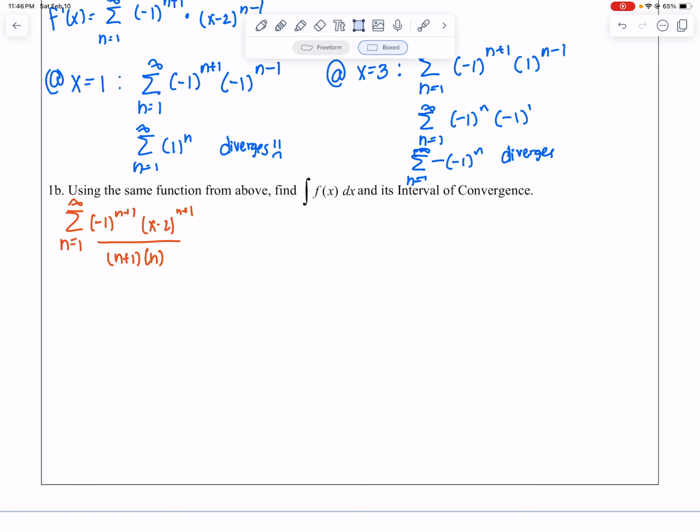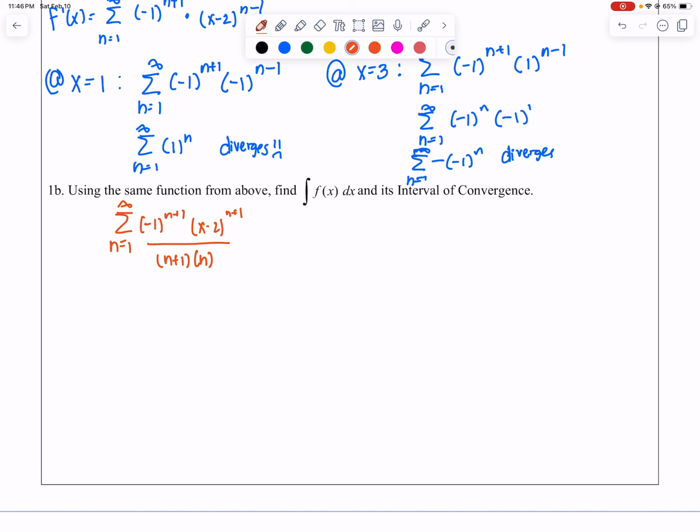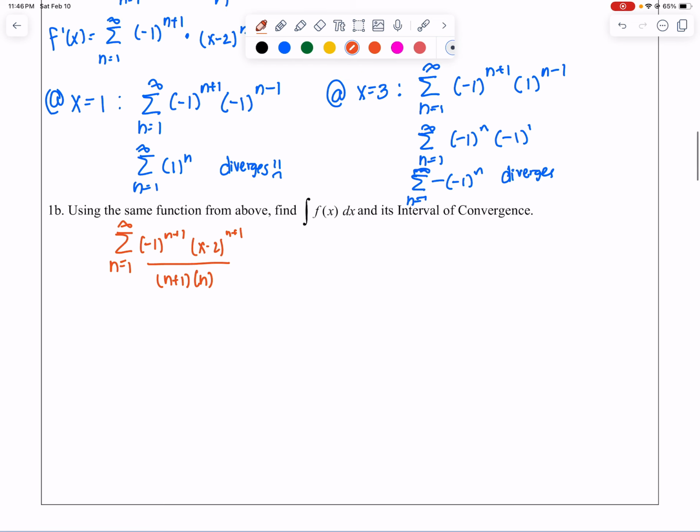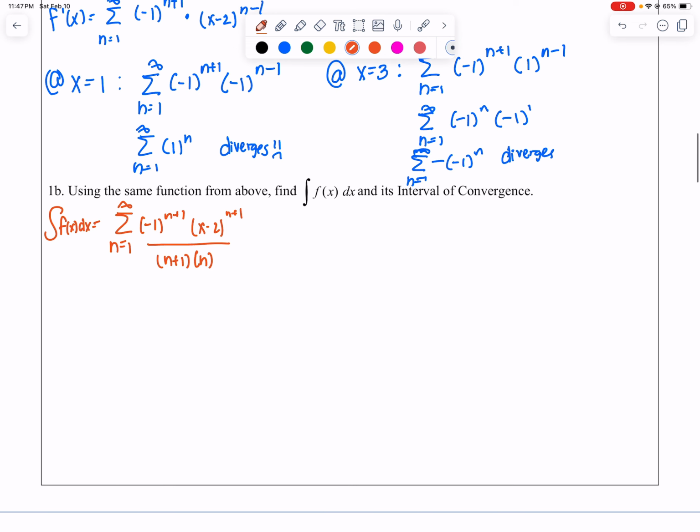We are going to be testing 1 and 3 for my interval of convergence. So I'm going to plug in x is equal to 1.